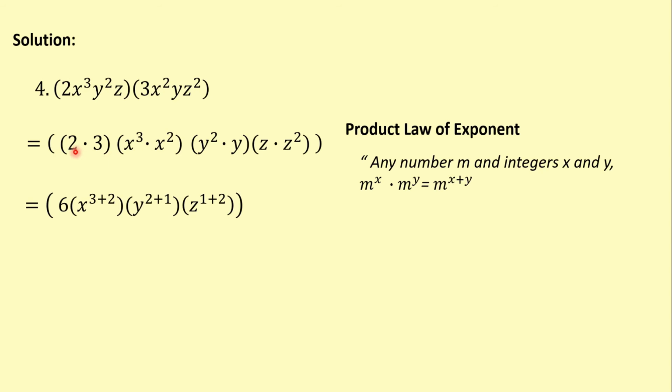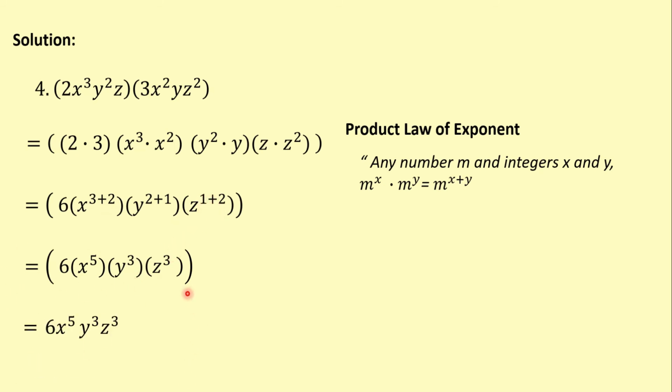2 times 3, 6, no? Same yung base nila, so copy lang natin yung base. I-add lang natin yung exponent. Dito rin, copy base, add yung exponent, 2 plus 1, copy yung base, z, then 1 plus 2. Okay, then simplify na natin. 3 plus 2 is 5, 2 plus 1 is 3, 1 plus 2 is 3. Then, ito na yung final answer natin.